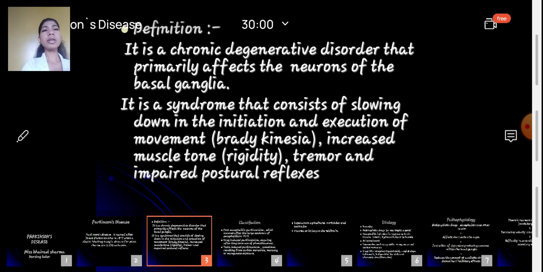Definition: it is a chronic degenerative disorder that primarily affects the neurons of the basal ganglia. It is a syndrome that consists of slowing down in the initiation and execution of movement, increased muscle tone, tremors, and impaired postural reflexes.